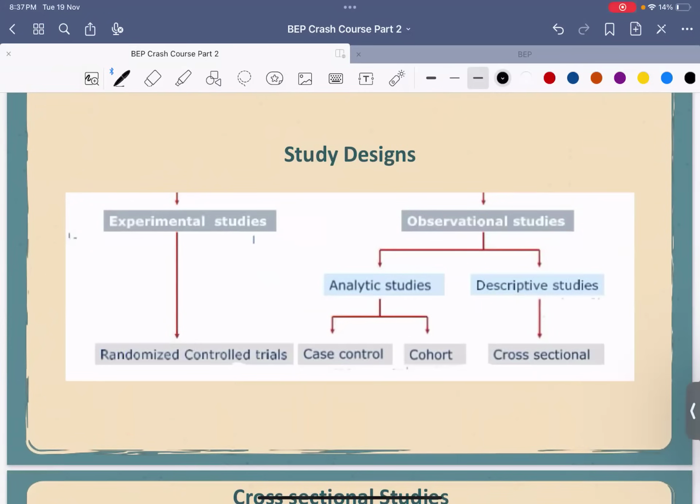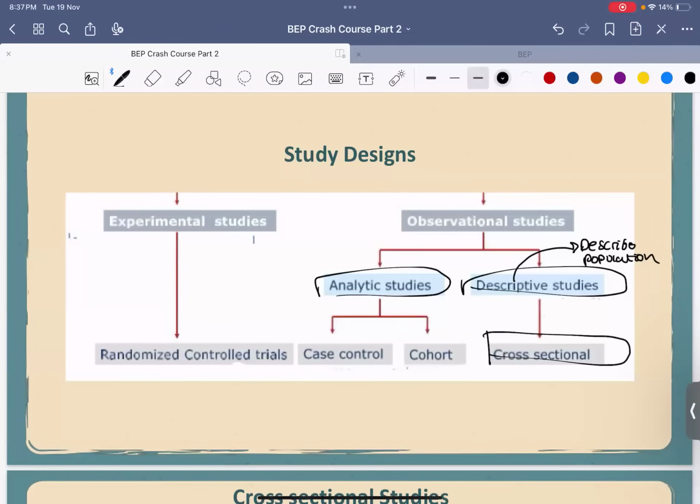Okay, so observational studies are classified into two types: analytic studies and descriptive studies. Descriptive studies describe the population at one point of time. The example of this is the cross-sectional study. So, which of the following is a descriptive study? Cross-sectional. I can see this coming as an MCQ.